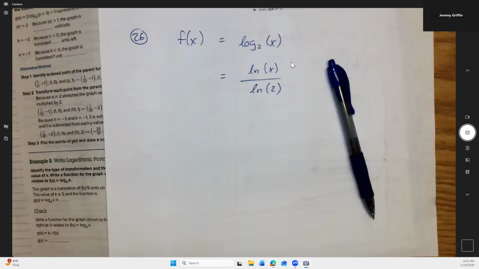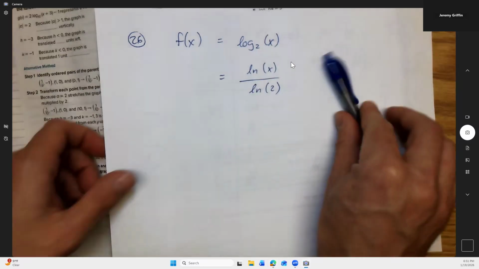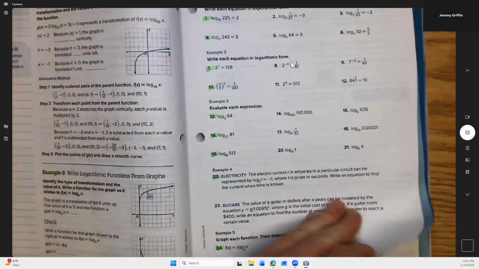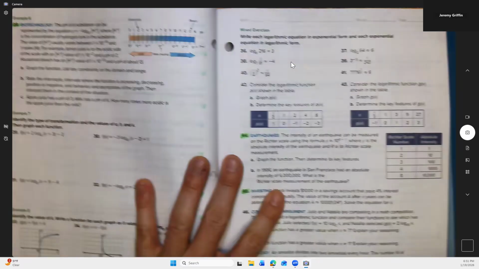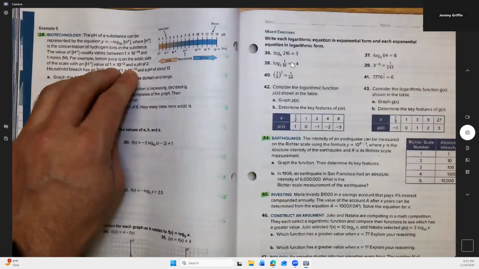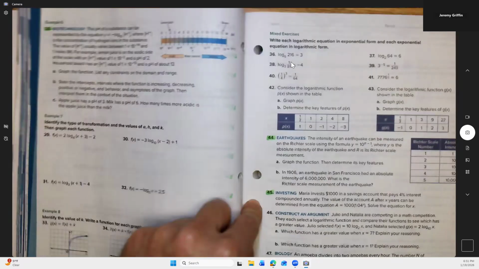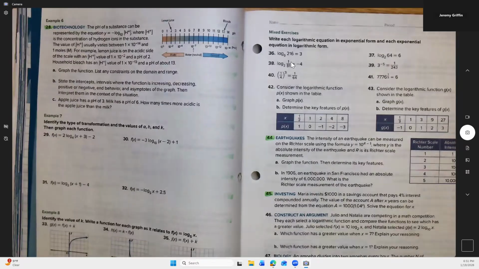All right, back over here. That was 26. All right, let's do these 3 word puzzles. One for pH and chemistry, acidity, one for earthquakes, and one for investing. And then I'll wrap up this video. And so some good word puzzles here.